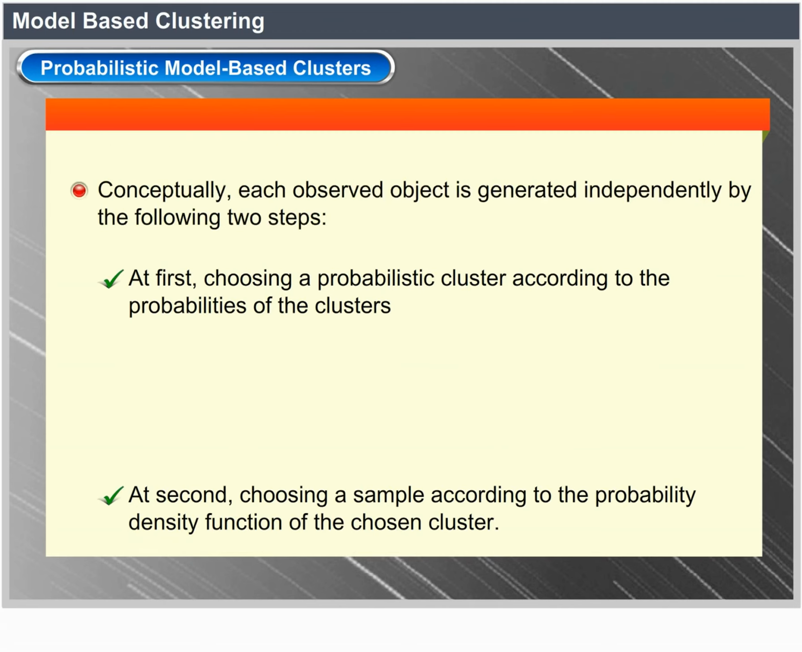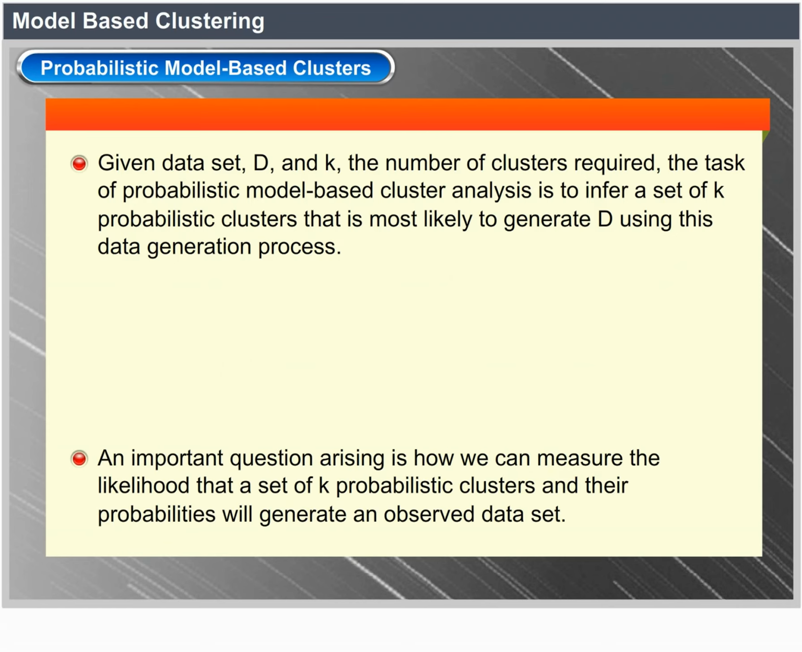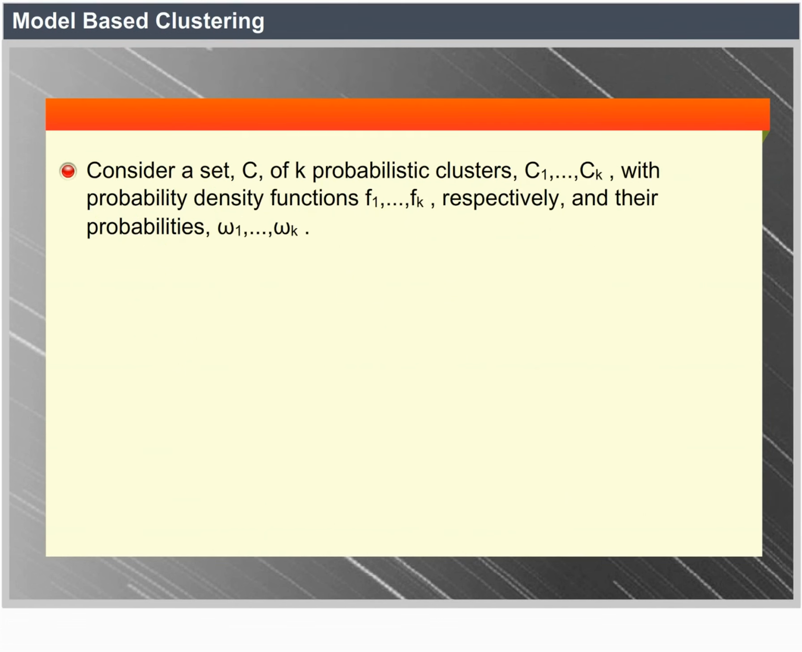Given dataset D and K, the number of clusters required, the task of probabilistic model-based cluster analysis is to infer a set of K probabilistic clusters that is most likely to generate D using this data generation process. An important question remaining is how we can measure the likelihood that a set of K probabilistic clusters and their probabilities will generate an observed dataset. Consider a set C of K probabilistic clusters, C1 going up to Ck, with probability density functions, F1 going up to Fk respectively, and their probabilities omega 1 through omega k.